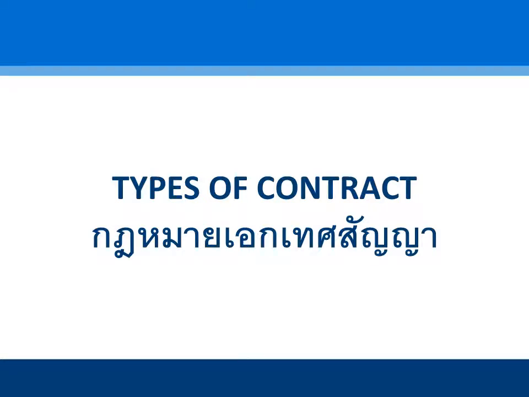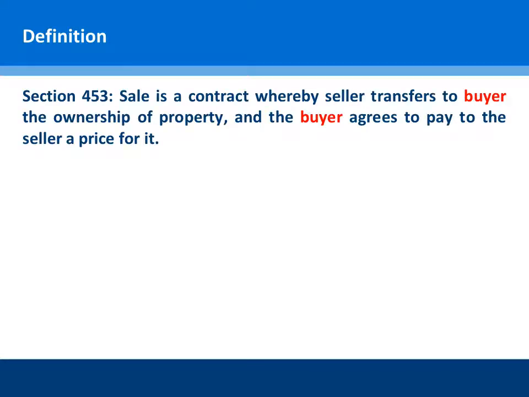Today we will discuss different types of contract, and in particular contract of sale, hire of property, and loan. Sale. Sale is defined under section 453 of the Civil and Commercial Code as a contract between the seller and the buyer. The seller transfers to the buyer ownership of property in exchange of a price.